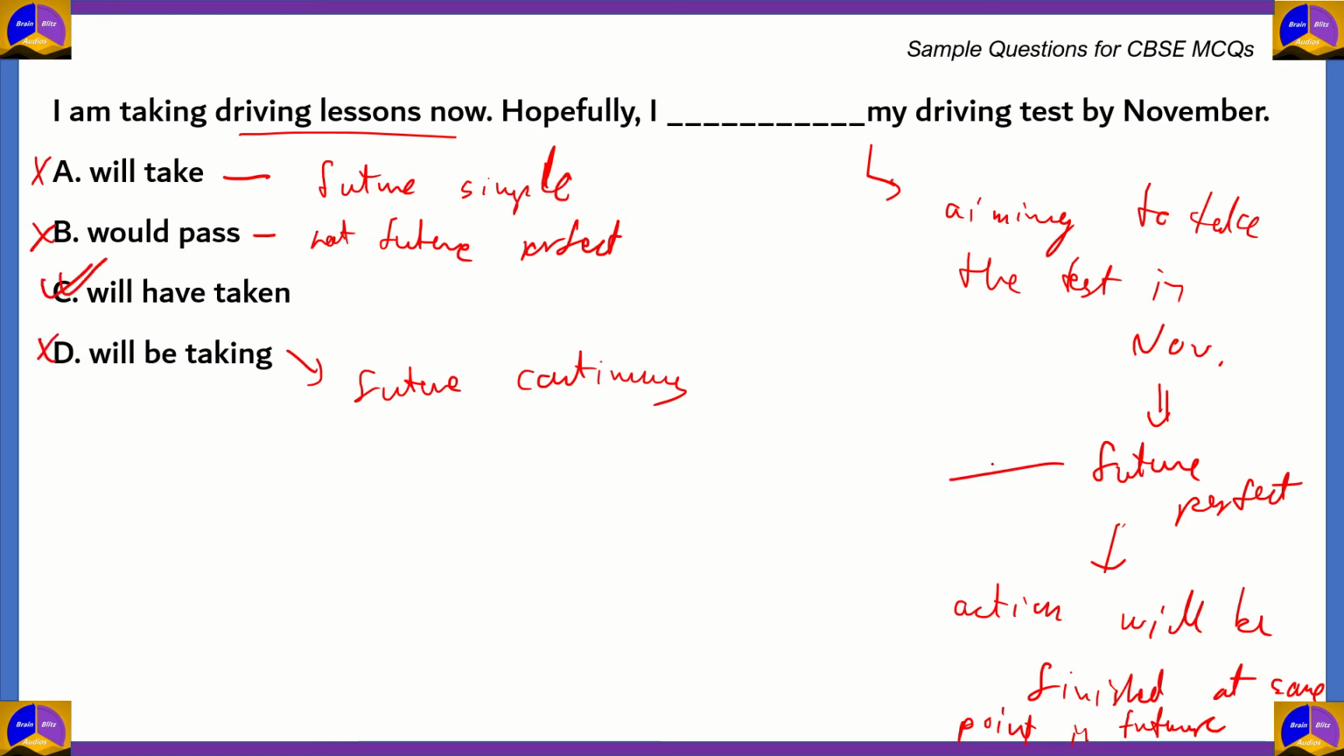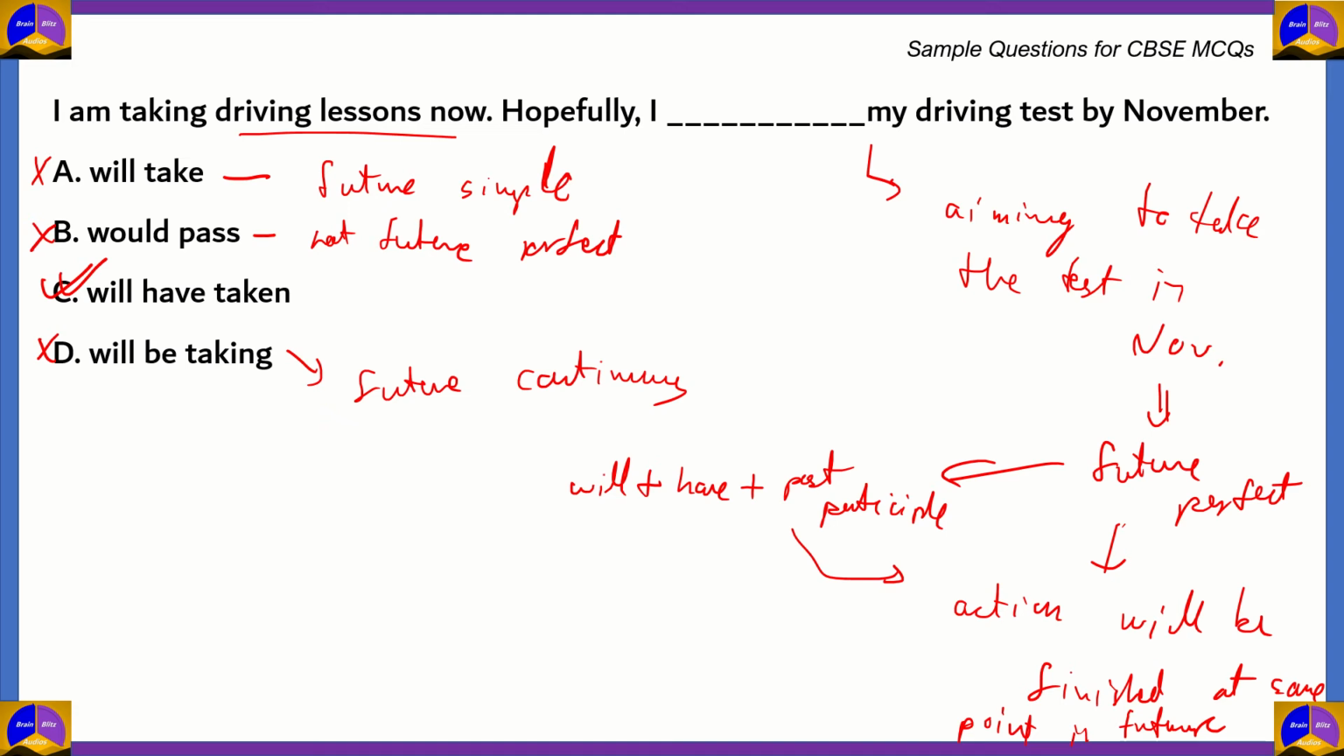If you look at future perfect, it will always be will plus have plus the past participle. And that means that the action will be finished at some point in the future. It is started, so something that's here in the present, it will be finished at some particular point in the future, and that's what this speaker is intending.